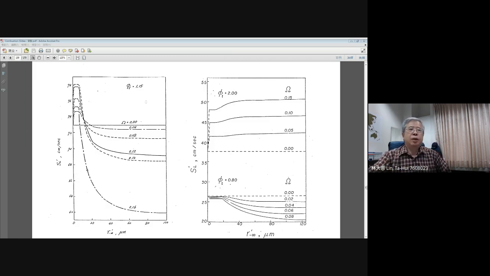Okay, now let's look at the lean and the rich case. You can figure out how the flame speed varies with your droplet size. Let's look at the rich conditions. Omega represents the percentage of the liquid fuel you have. For example, 0.15 means that you have 15% fuel being liquid and 85% being fuel vapor.